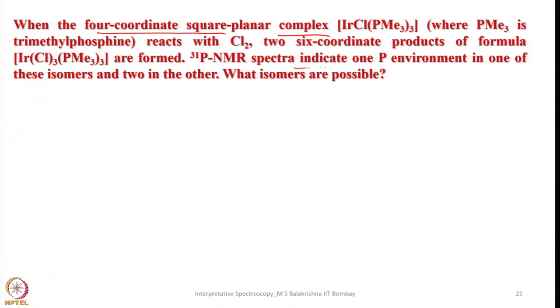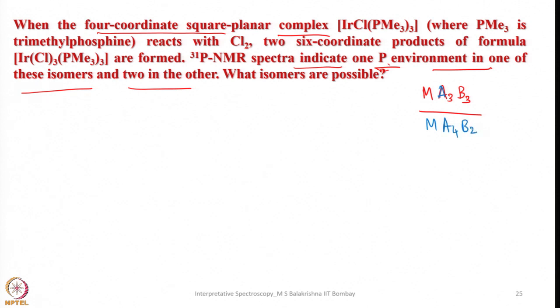So 31P NMR spectra indicate one phosphorus environment in one of these isomers and two in the other. What isomers are possible? When you look into an MA3B3 type system, and also an MA4B2 system, we know that two isomers are possible in case of octahedral compounds. Of course, here the coordination number is 6. In case of MA3B3, we get facial and meridional isomers, whereas in MA4B2, we get cis and trans isomers. So since after oxidative addition we are getting MA3B3, possible isomers are facial and meridional. Let's assume A is Cl and B is PMe3.